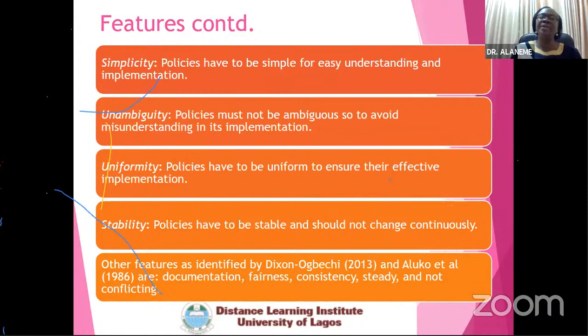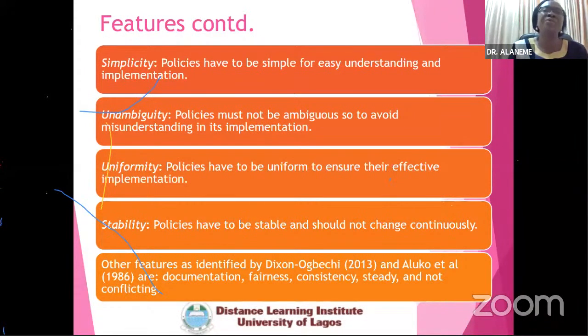Additionally, policy must be simple. When we talk about simple, we've talked about ambiguity the other time. You must write in a simple manner that will make for ease of understanding and implementation. Because sometimes when it's complex, people may not be able to understand how to implement it. But once it is simple, you are likely to know what to do, even as an operating officer. On ambiguity, we have said it must not be ambiguous so that people will not misunderstand you while they are implementing. It must be uniform to ensure effective implementation.